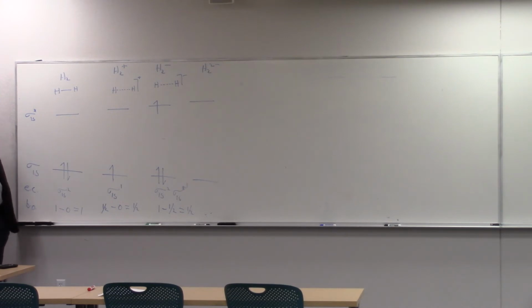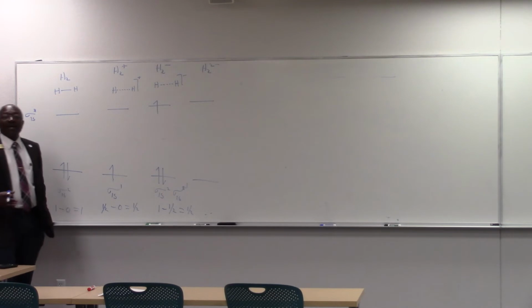If I look at those 3 species, what can I say about the stability? Clearly, if I've got a whole bond keeping things together, that's more stable than half a bond. What about H2 2 minus?